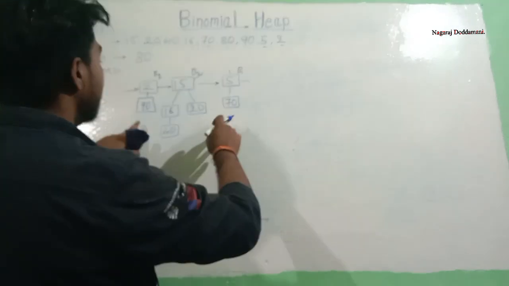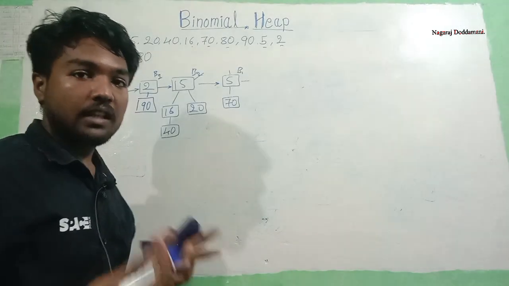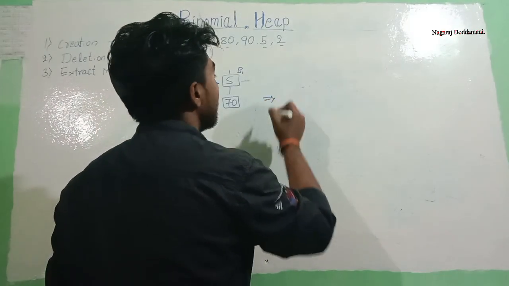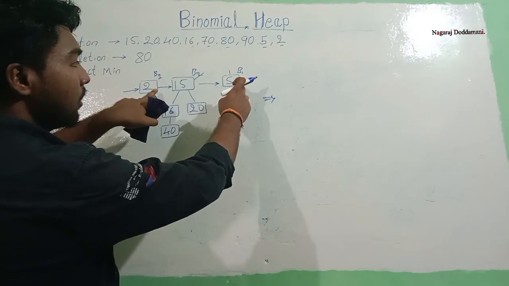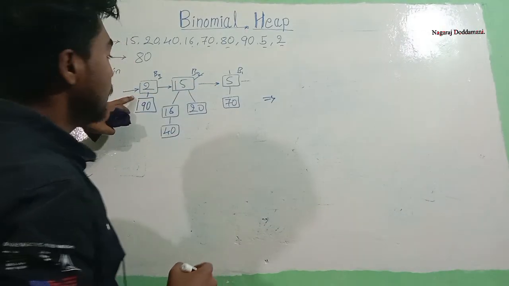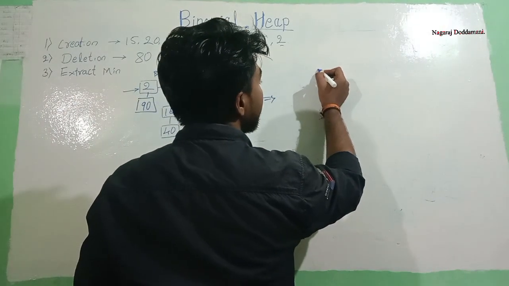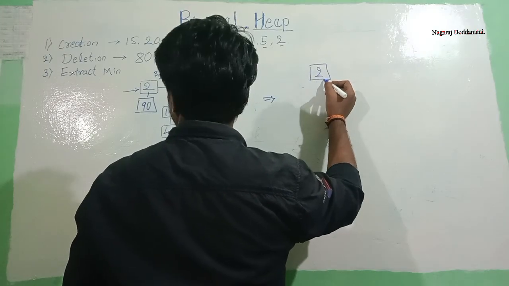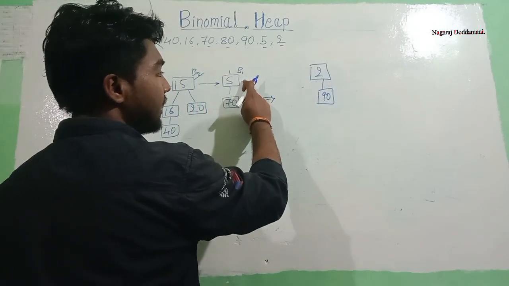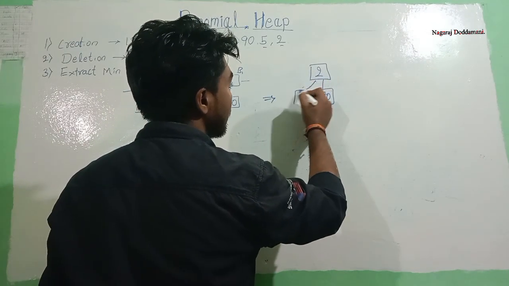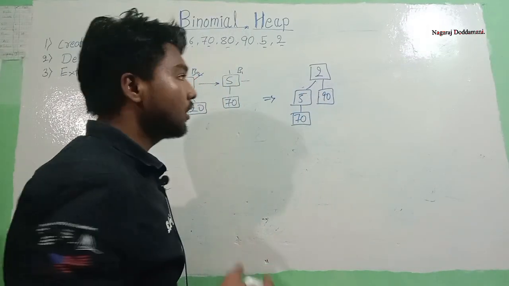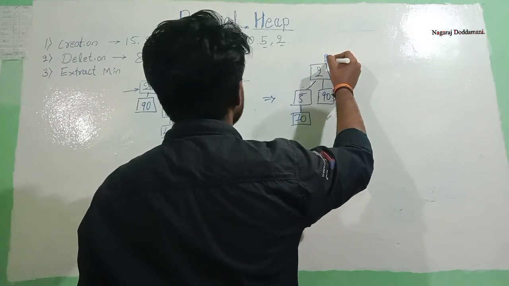After inserting 90, these two have the same order, so again we need to merge them. So we will merge here. In this case we need to check the root node: 5 is greater than 2, so we need to make this entire tree its child. So we will create this 2, and 90 is already there, so 90. We will make this entire tree a child node of this node. So 5 and this one is 70. So this is over. Its order is B2 now.